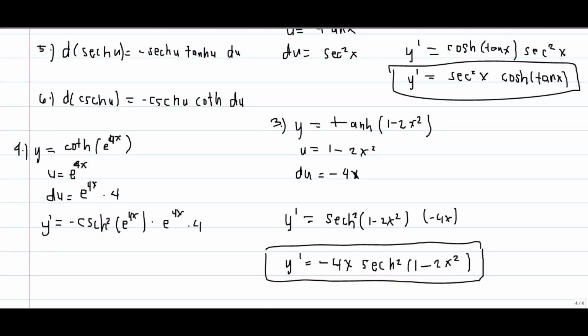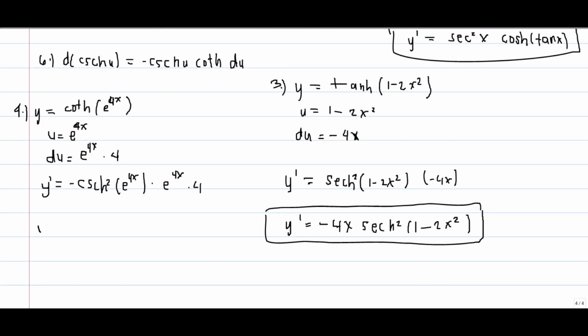Okay, so to finalize our answer, y prime is equal to negative 4 e to the power 4x, then we have csch squared of the quantity e to the power 4x. Okay, so that is the final answer.